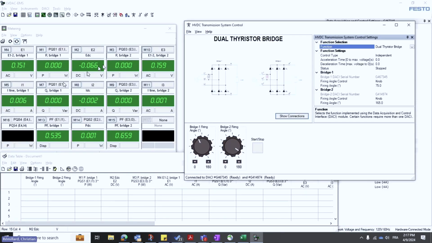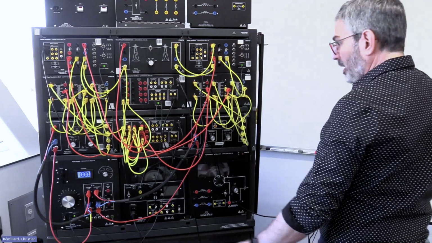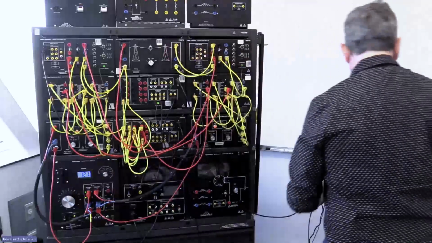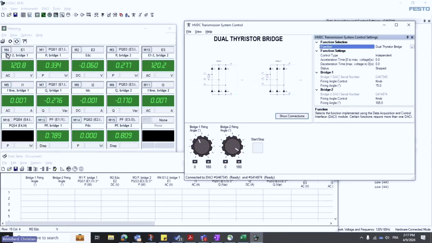So you can see that initially we have 0 on the DC line, of course. Now I will start the power supply here. Okay. And if we go back to the software, you will see that now we have 120 volts on both sides of our bridges, but on the DC side, we still have nothing because, of course, the function has not been started yet. The thyristor bridge is still off. So now let's start it with these initial values of 75 and 165. And you will see that as soon as we do that, we get a voltage of about 40 volts here in North America to start with on our DC line. And the current flowing on the DC line is null.